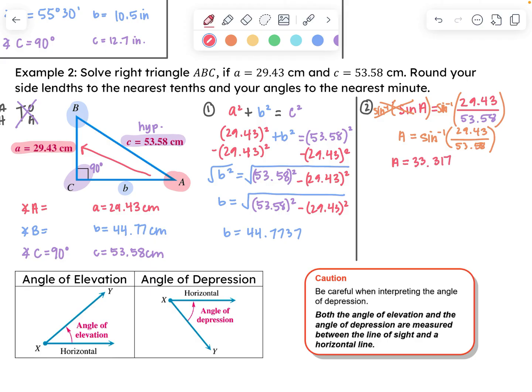33.317-ish, but it does say to round your angle to the nearest minute. So I'm going to hit second apps, option 4, to change it to degrees, minutes, seconds, and that will give me 33 degrees and 19 minutes.